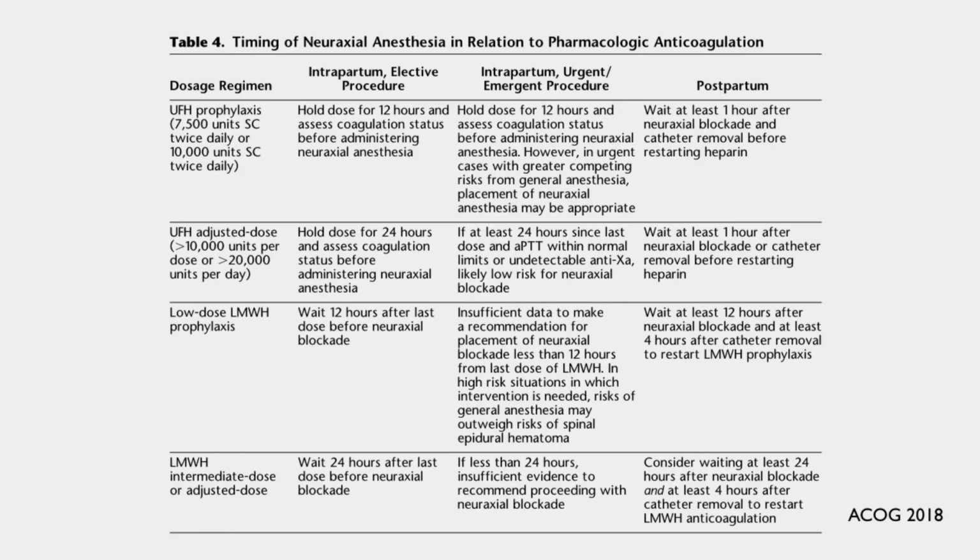So, of course, with cesarean delivery comes neuraxial anesthesia. This is the recommended timing of neuraxial anesthesia in relation to pharmacologic anticoagulation. For example, if the dosage regimen is unfractionated heparin prophylaxis, then we hold the dose for 12 hours and assess coagulation status before administering neuraxial anesthesia. If intrapartum and there's an urgent or emergent procedure, then you hold the dose for 12 hours and assess coagulation status before administering neuraxial anesthesia. However, in urgent cases with greater competing risk from general anesthesia, the placement of neuraxial anesthesia may be appropriate. Postpartum, we wait at least 1 hour after neuraxial blockade and catheter removal before restarting heparin.